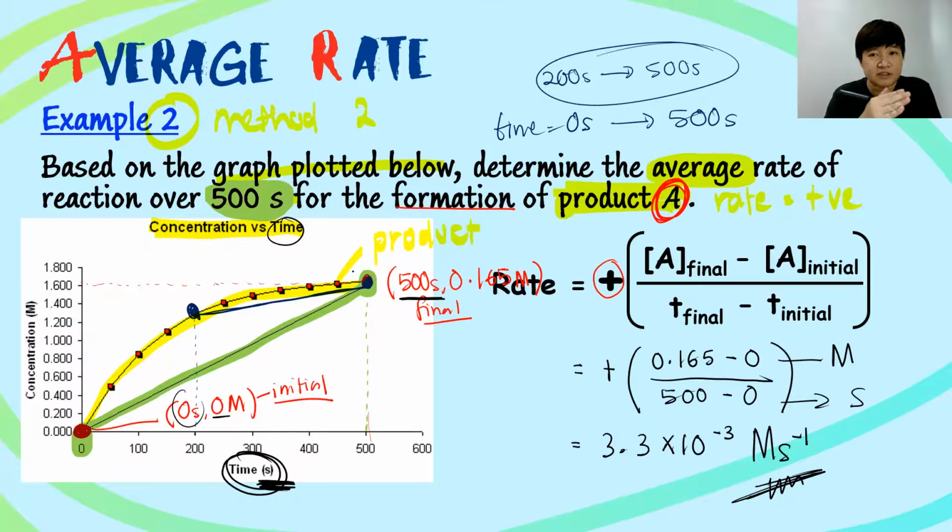If you're looking from 0 to 500, then your straight line will be from 0 to 500. If you're looking for 200 until 500, then your line will be from 200 until 500. Make sense? Okay? Simple. That is the two methods of average rate.